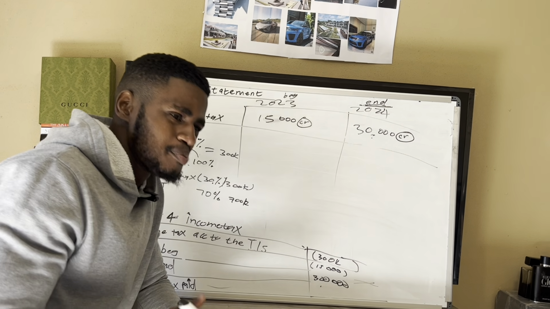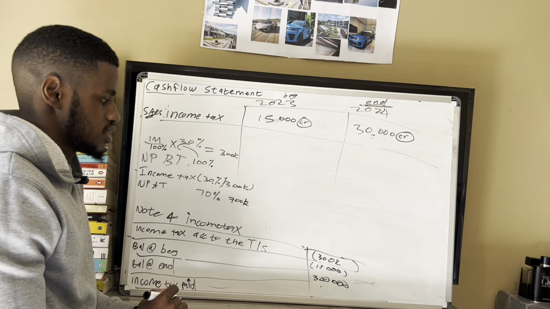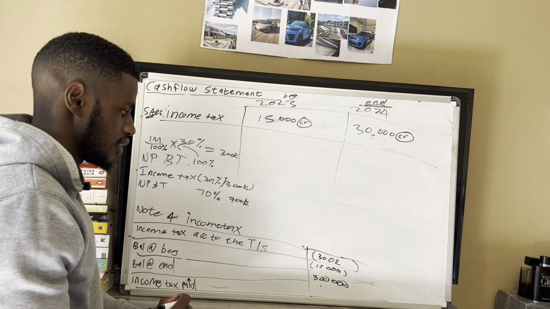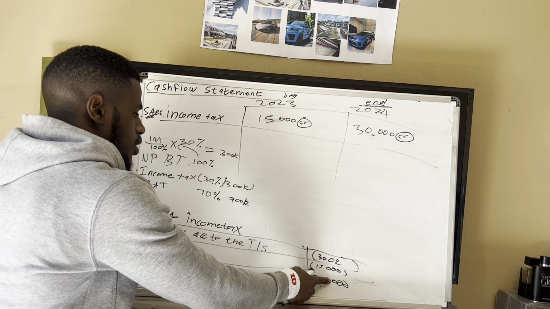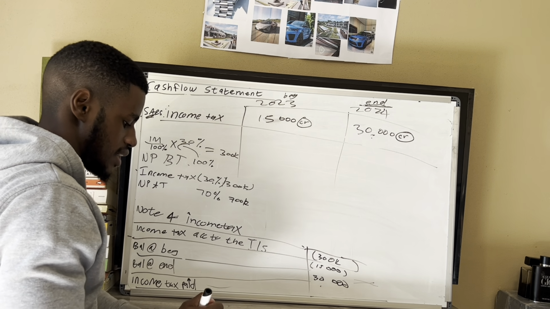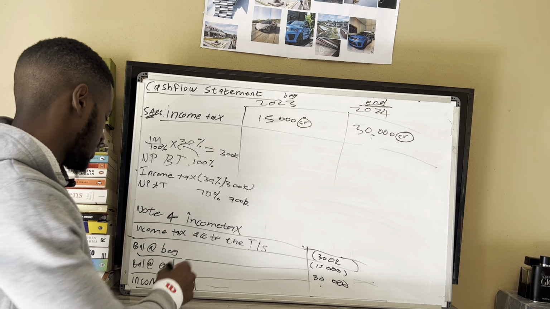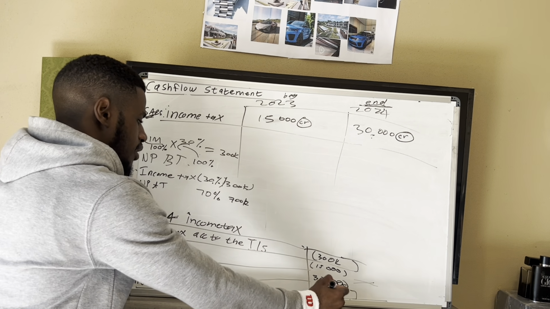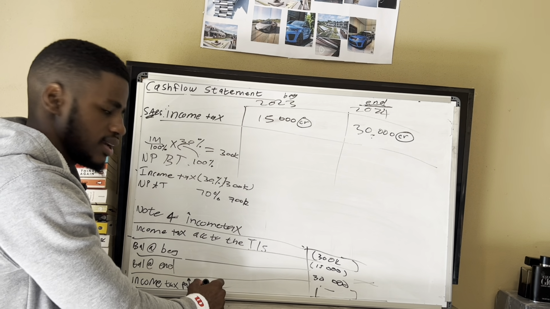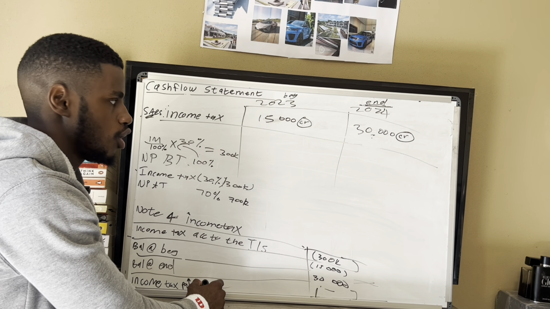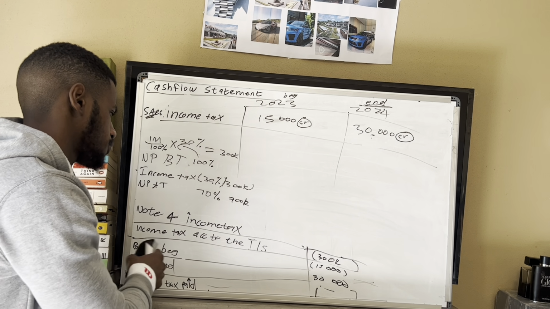Please repeat this as many times as you can, because this thing here can be tricky. Your job is to repeat it as many times so that you will be able to master it. Then after getting your income tax paid here, you take that amount as it is, you go and put it in your cash flow.